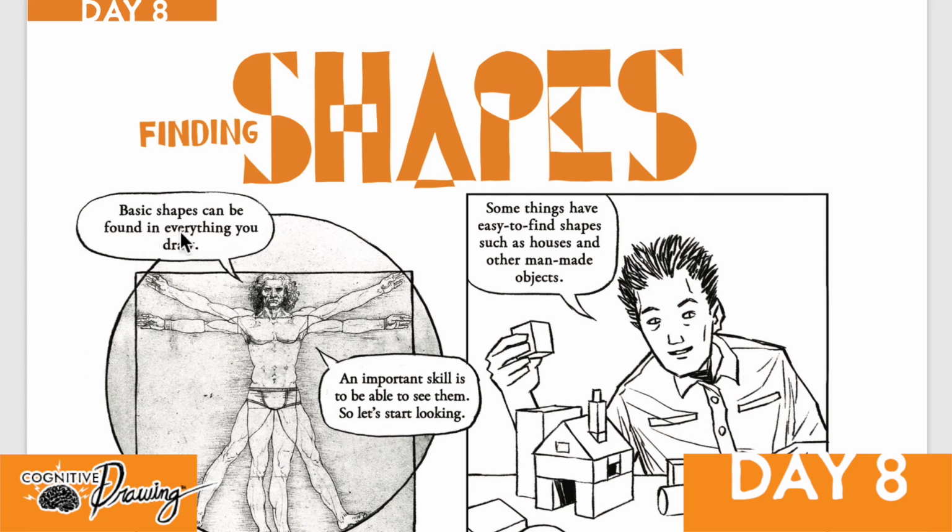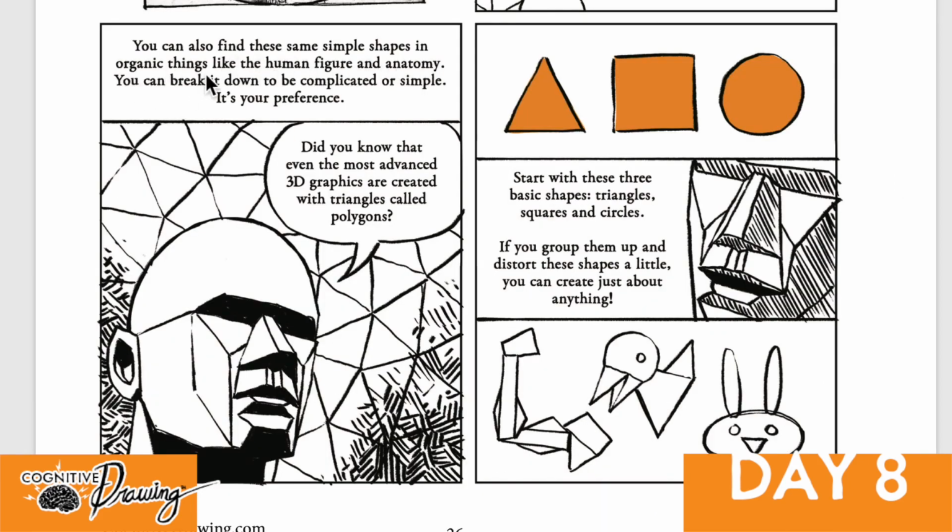So, basic shapes can be found in everything you draw. An important skill is to be able to see them, so let's start looking. Some things have easy to find shapes, such as houses and other man-made objects like this. Those are just pretty basic, easy to find shapes. You can also find these same simple shapes in organic things like the human figure and anatomy. You can break it down to be complicated or simple. It's just your preference. Did you know that even the most advanced 3D graphics are created with triangles called polygons? So even really advanced things are just shapes.